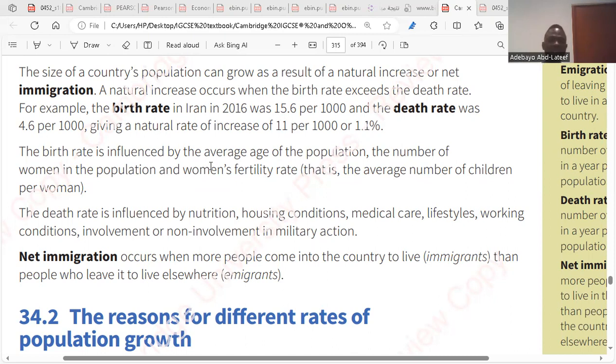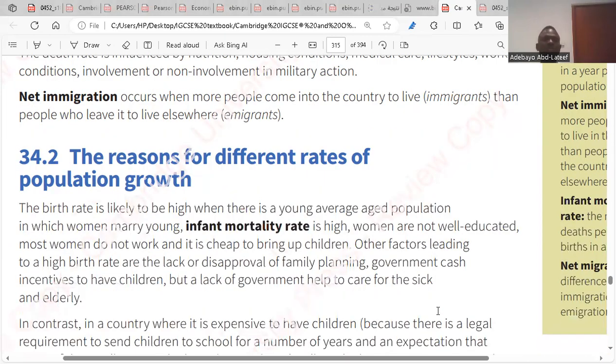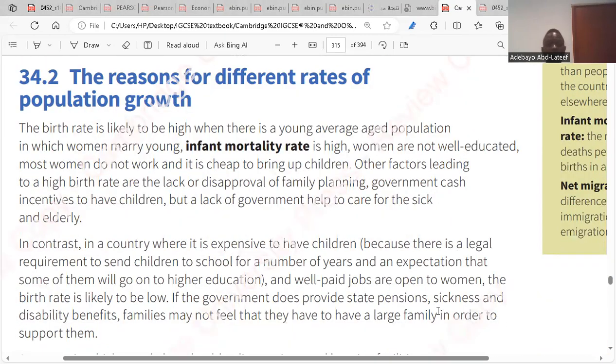We go to the reasons for different rates of population growth. They said the birth rate is likely to be high when there is a young average aged population in which women marry young, infant mortality rate is high, women are not well educated, most women do not work, and it is cheap to bring up children.